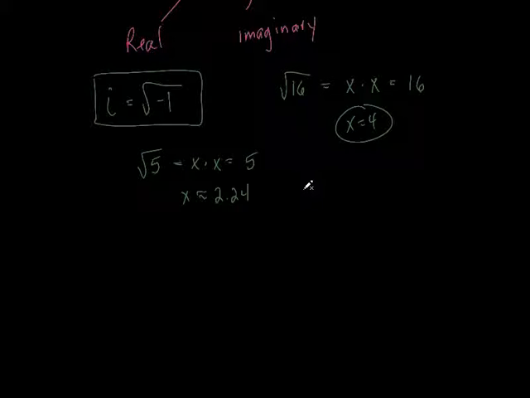All right, let's take a look at this. What if I had the square root of -9? That means what number times itself is equal to -9? 3 times 3?